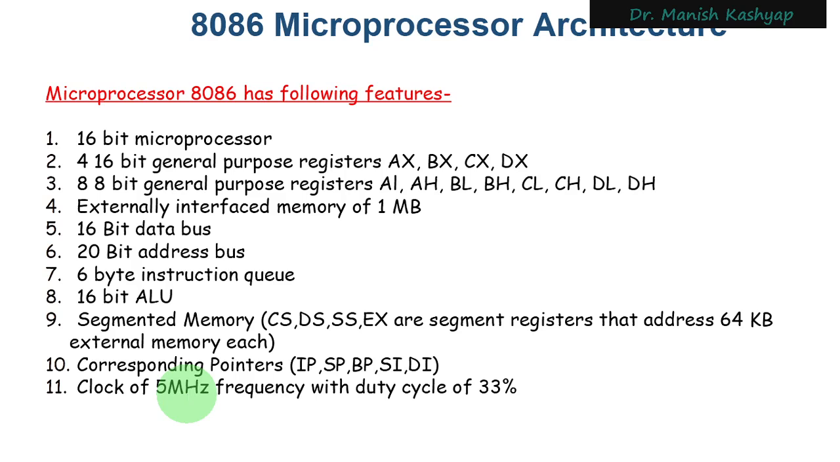In 8086.1, we use a clock of 10 megahertz, and in 8086.2, we use a clock of 8 megahertz again. So this is a quick summary of this 8086 microprocessor. Let us now also discuss some important points of differences between 8085 and 8086. I will just brush up.